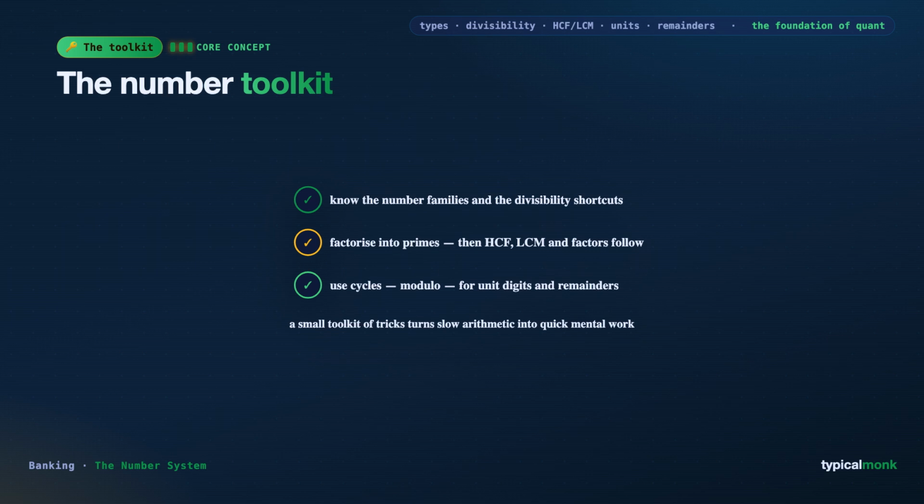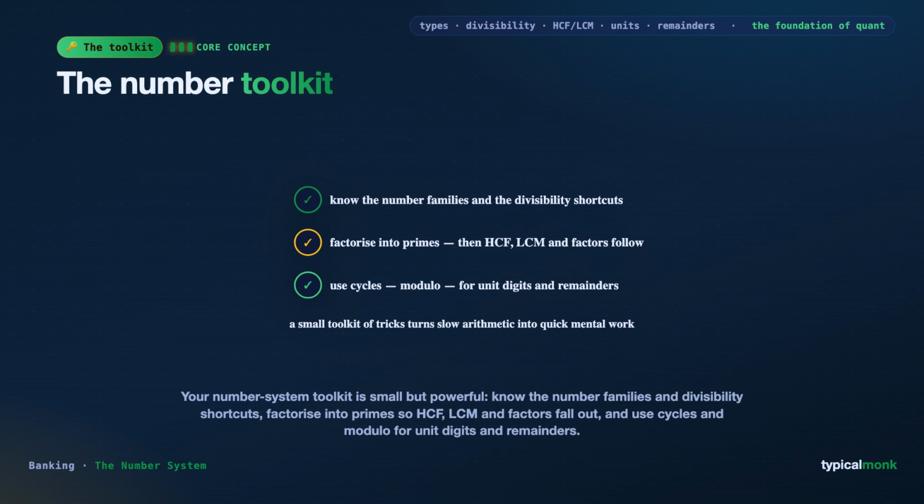Notice how small this toolkit is. Number sense, prime factorization, and the modulo cycle trick. Three ideas, and between them, they turn slow, frightening arithmetic into quick, confident mental work. That is the whole promise of the number system: not heavy calculation, but a handful of sharp tools used well.